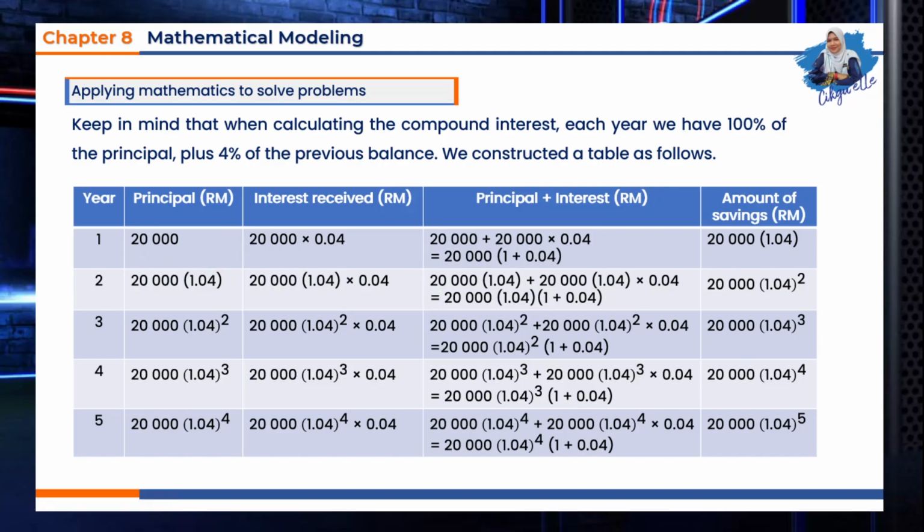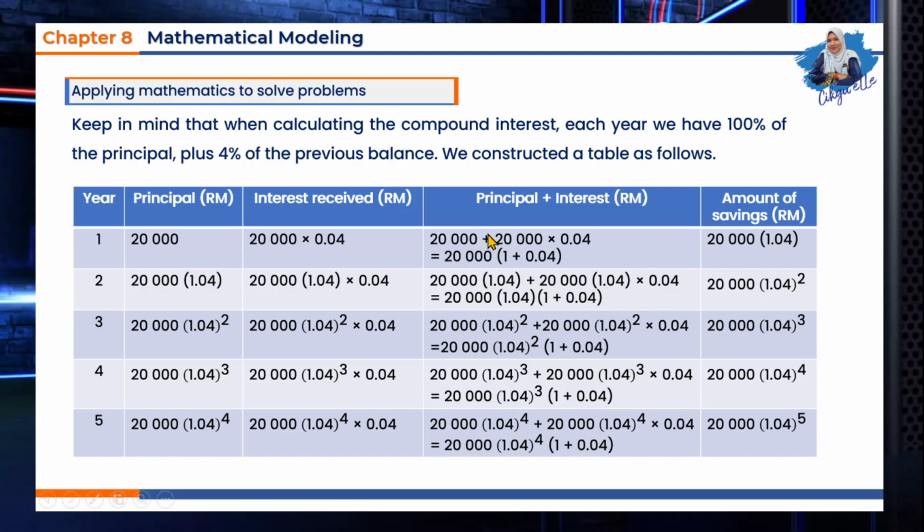This is an example. We construct a table from year 1 until year 5, to support our answer and to apply the mathematics model. For the first year, the principal is 20,000. The interest is 4%. We get the interest by taking the principal times the rate, because it's compounded once a year.